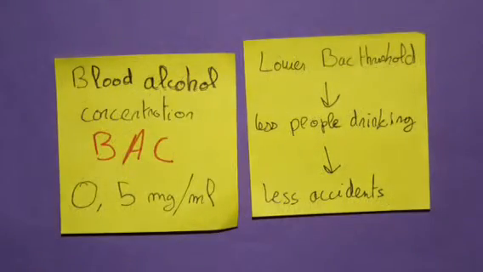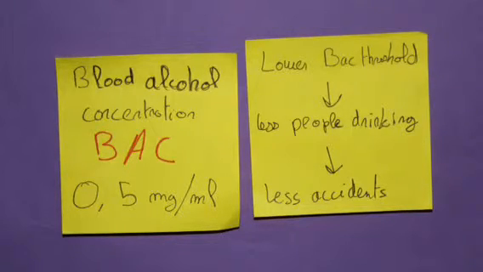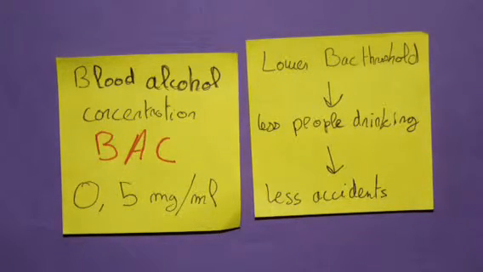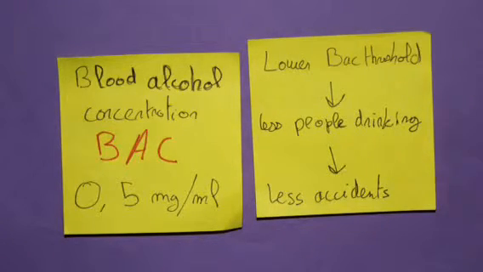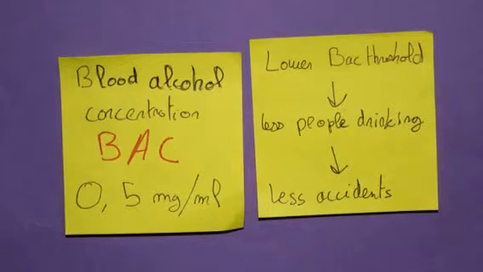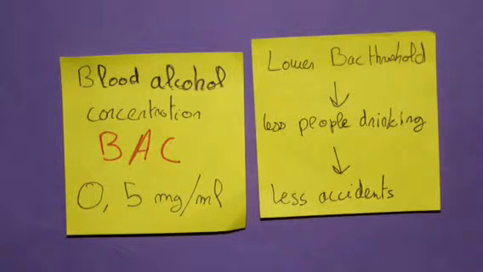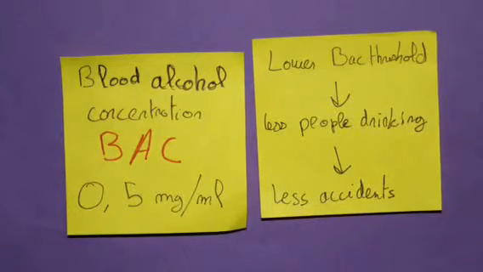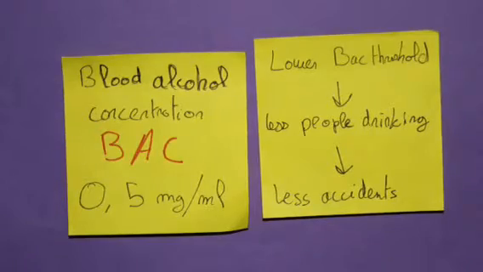The main legislation concerning drink driving is the regulation of the blood alcohol concentration, called the BAC. In most countries, the maximum rate you can have whilst driving is 0.5 milligrams per milliliter in your blood. As you lower the BAC threshold, people are less likely to drink and drive, and therefore fewer accidents are going to happen. This could also reduce the amount of alcohol being consumed at bars and clubs.